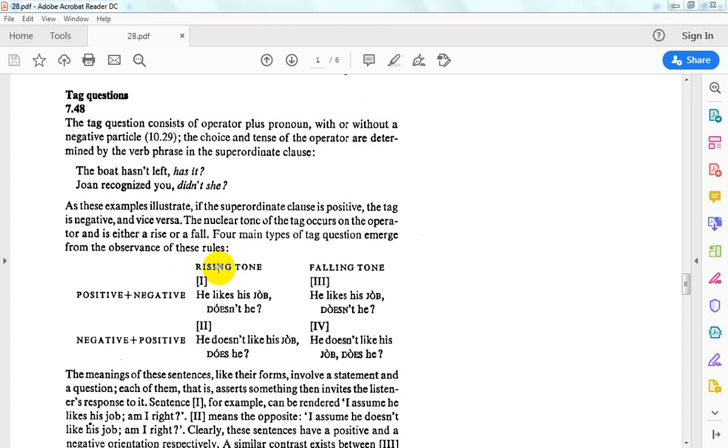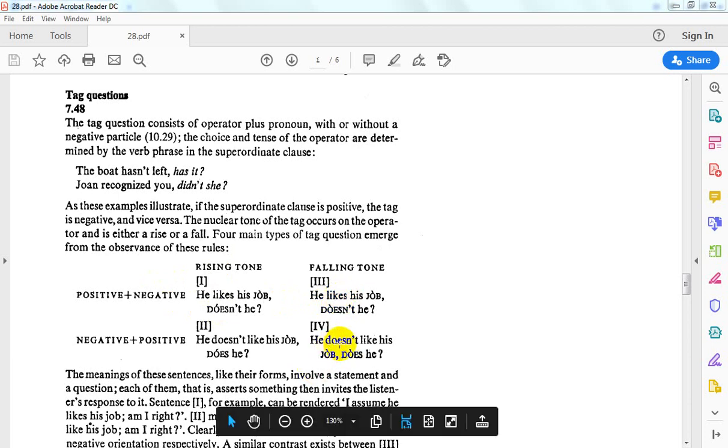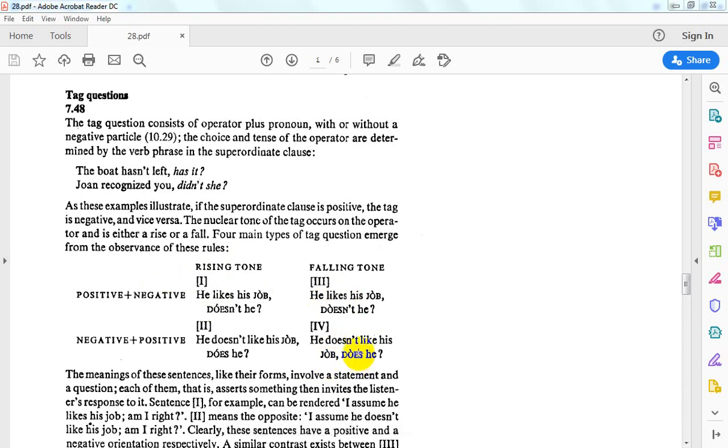He likes his job. This is positive, followed by a negative tag question with falling tone. Doesn't he? He likes his job, doesn't he? The fourth one, in which I have a negative superordinate clause followed by a positive tag question. He doesn't like his job, does he? Again with falling tone.